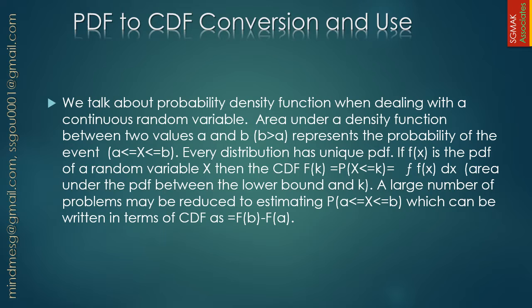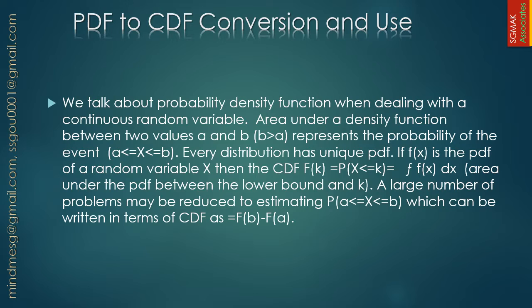This module is about how to convert PDF to CDF and some use of this conversion. We talk about probability density function when we deal with a continuous random variable. Area under a density function between two values A and B, greater than A, represents the probability of the event that the random variable takes value between A and B. Every distribution has unique PDF.